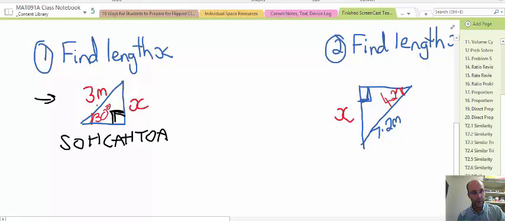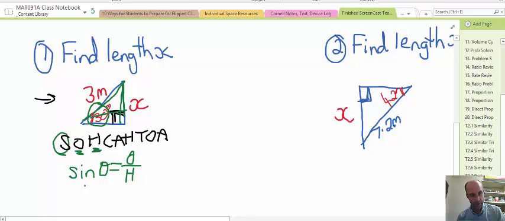Well, what have we got here? We start at the angle given, 30, and we look at what's involved in the question. What sides of the triangle are involved? We've got an opposite and we've got a hypotenuse. Opposite, hypotenuse. Sine. Sine theta is opposite over hypotenuse.